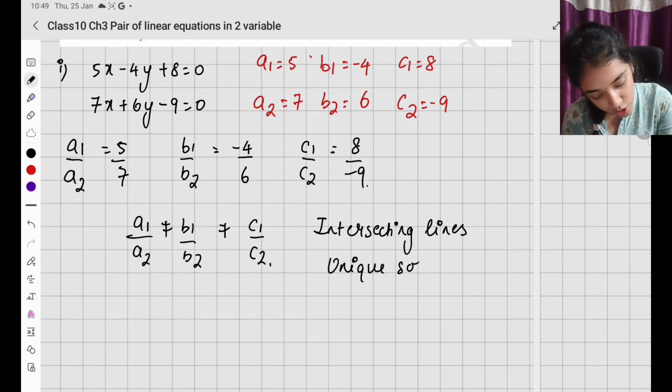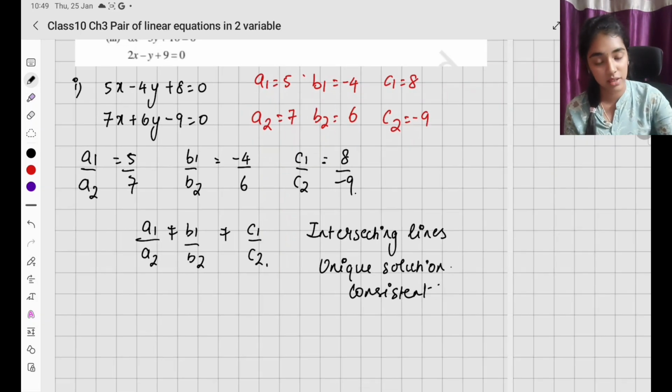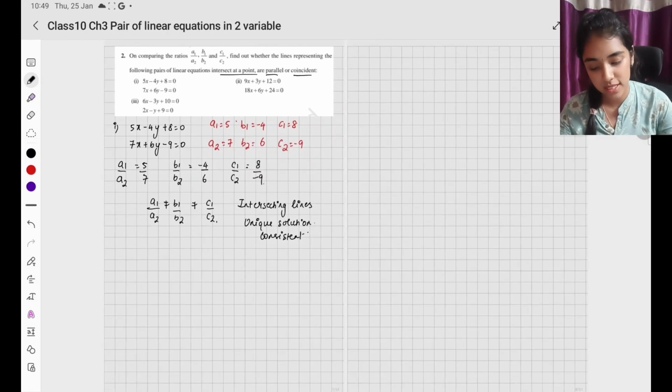So, a unique solution, ஒரே ஒரு solution தான் இருக்க போகுது. And solution இருக்கிறதுனால it is going to be consistent. If there is no solution, it is going to be inconsistent. Okay. There is a solution, so it is going to be consistent. Okay. First subsection முடிஞ்சது. இப்போ second subsection.